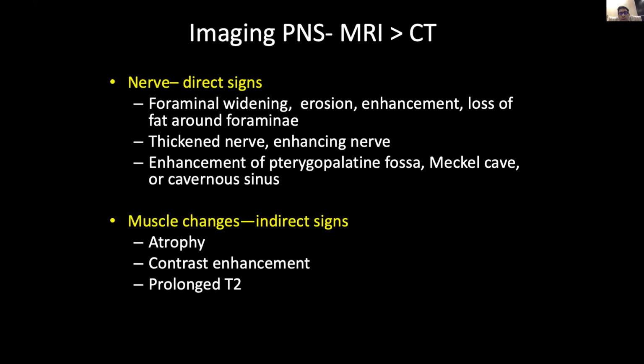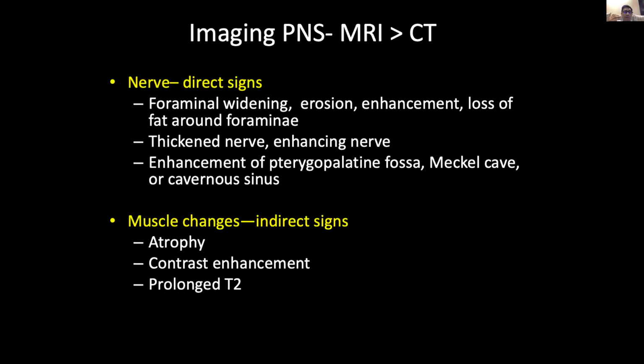You have loss of fat from the foramen, which is again an indirect sign of perineural spread. You have the thickened nerve and enhancing nerves. Enhancement along the pterygopalatine fossa or the Meckel's cave or cavernous sinus are again direct signs of perineural spread. You have indirect signs which are seen at a later date.